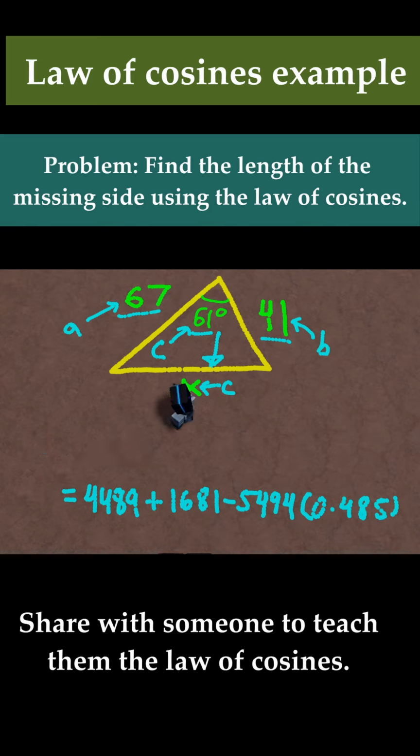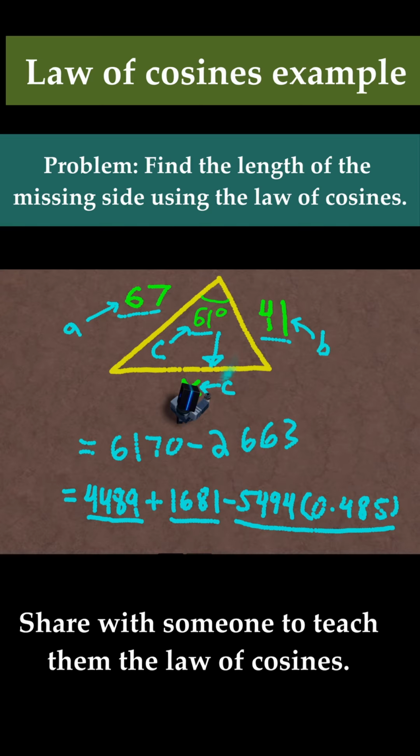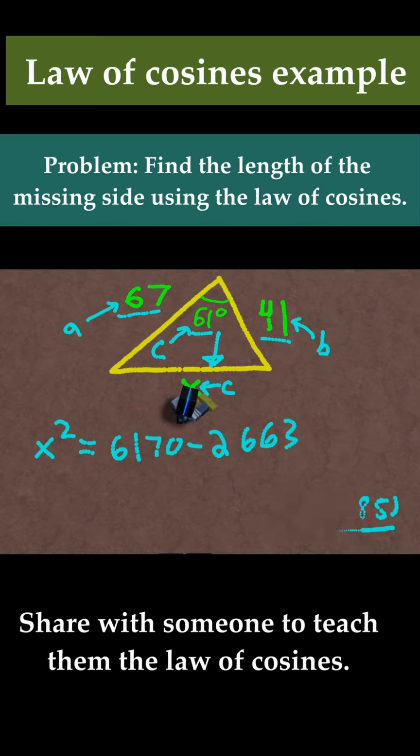Then let me erase all of this up here and continue to simplify. So 4,489 plus 1,681 is equal to 6,170, minus, if you do 5,494 times 0.485, that ends up being 2,663. And what is this equal to? We said it was equal to x squared. So now let me erase all this at the bottom. And now if you do 6,170 minus 2,663, you should get 3,506.